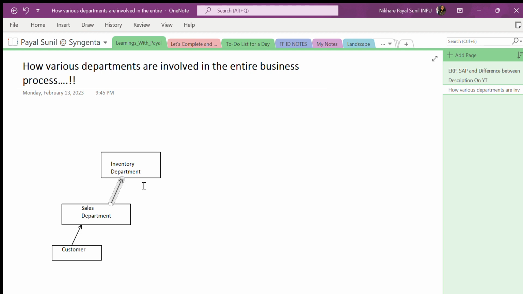So you can see that at the start of the process, two departments are already involved: the sales department and the inventory department. First the customer comes to the sales department to check the product's availability. After that, the sales department contacts the inventory department to check if the product is available or not. Now let's assume that the particular product is not available. Then what are they going to do?